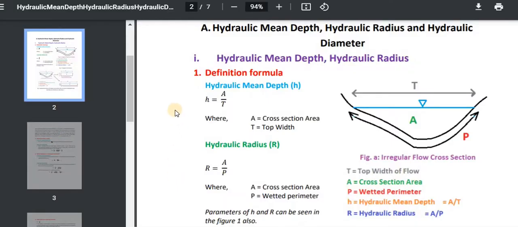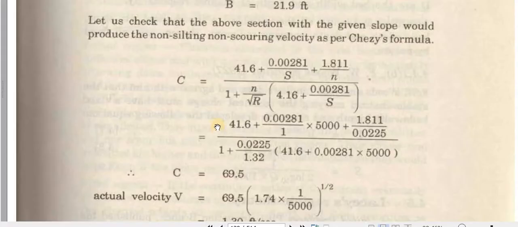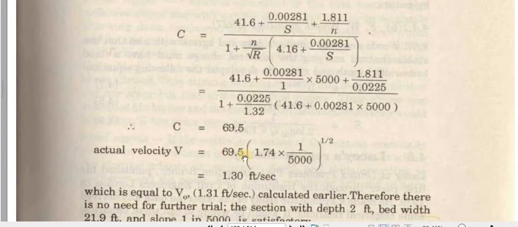and hydraulic mean depth, which can be calculated as R is equal to A over T, area over top width. You can calculate hydraulic mean depth, and hydraulic mean depth you have to enter here. So you have to calculate it, area divided by top width, it will result in 1.32. You have to find C, then you have to calculate V is equal to C√(RS).